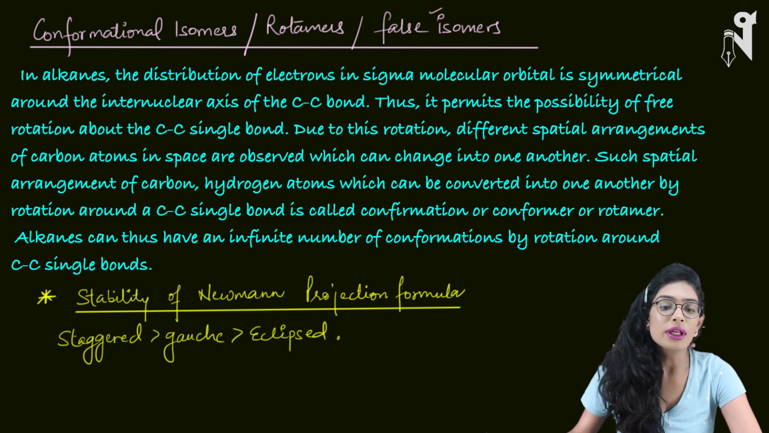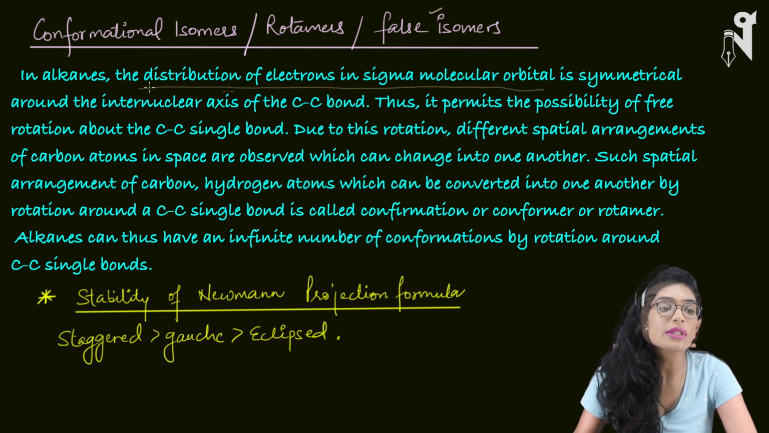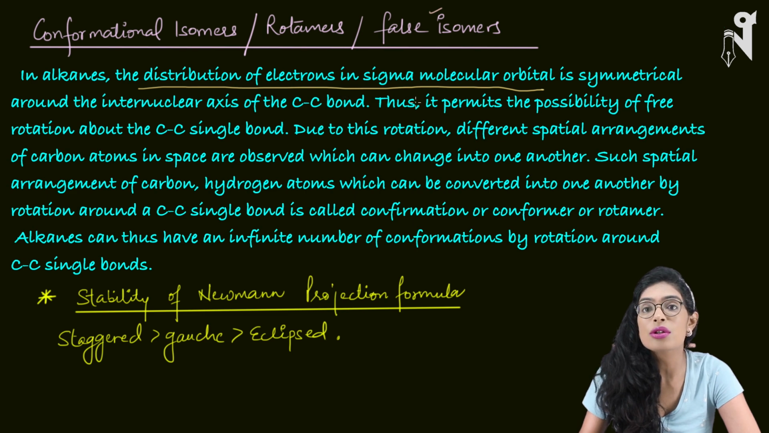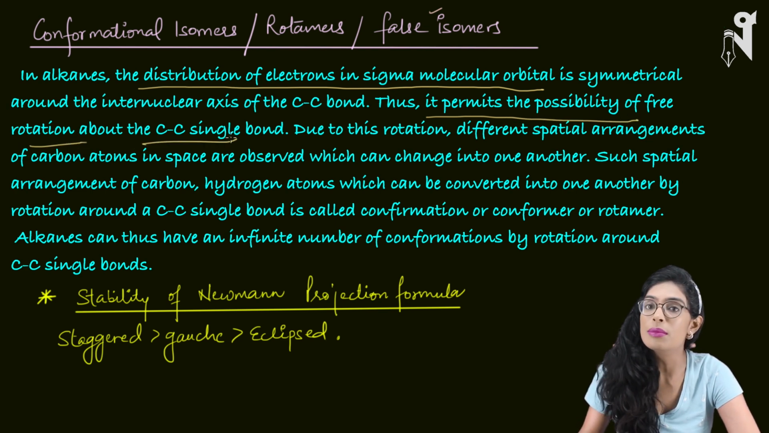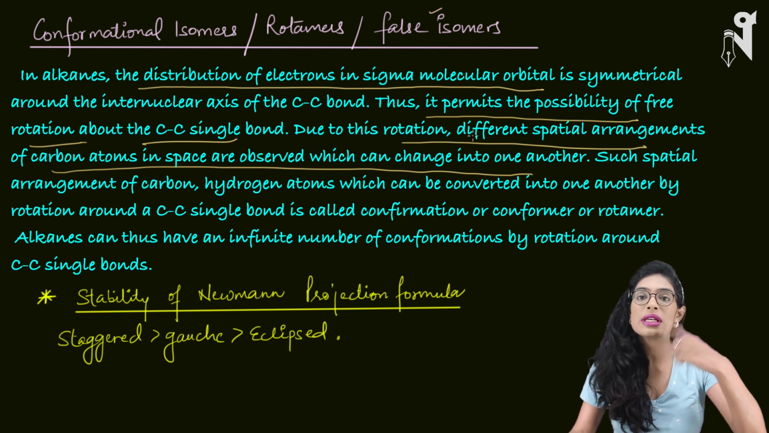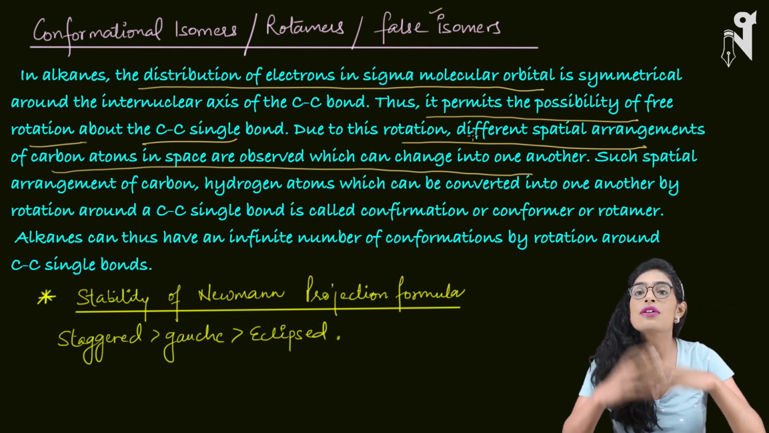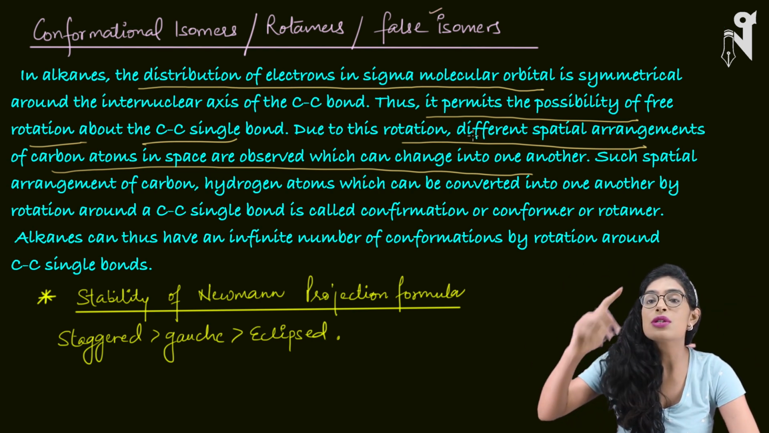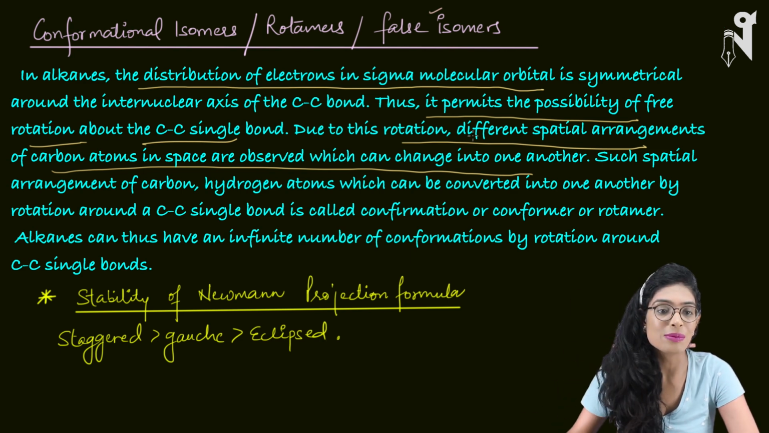So now let's see what the definition speaks, or what in general the theory speaks about these conformational isomers. In alkanes, carbons are linked to each other through sigma molecular orbitals and sigma bonds, and that permits the possibility of free rotation about the carbon-carbon single bond. Due to this rotation, different spatial arrangements can be formed in space, and rotation keeps happening between carbon and carbon, and that is why they form infinite different structures. These structures are interconvertible into each other, can keep changing from one to another. That's exactly what has been written over here.